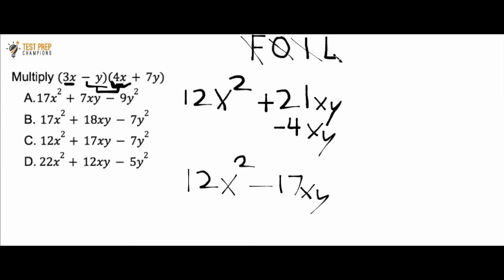Now the L stands for last, so the last 2 numbers that I haven't multiplied yet, that's what I'm going to do last, which would be -y and 7y. So -1 times 7 is -7, and y times y is y squared. So I've got -7y squared, and this whole thing is going to match up with C. So C is the correct answer to this question.